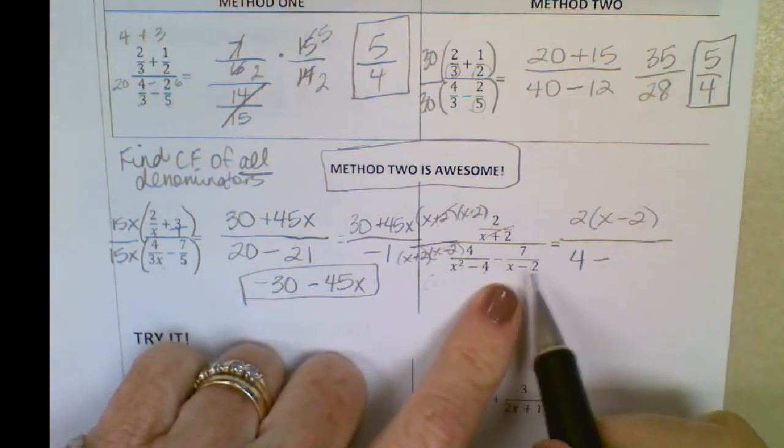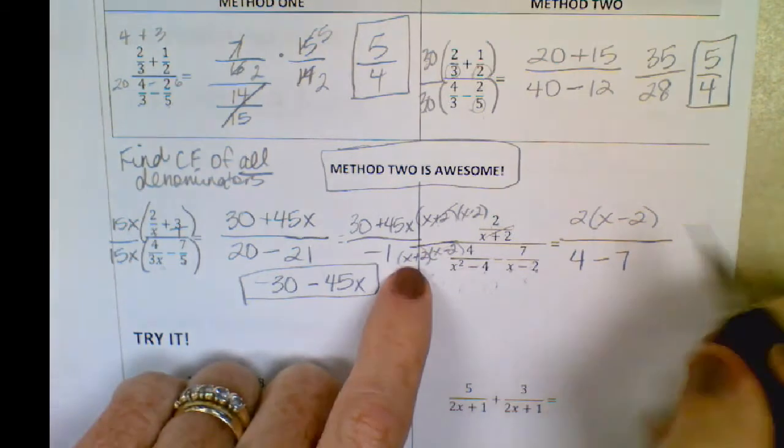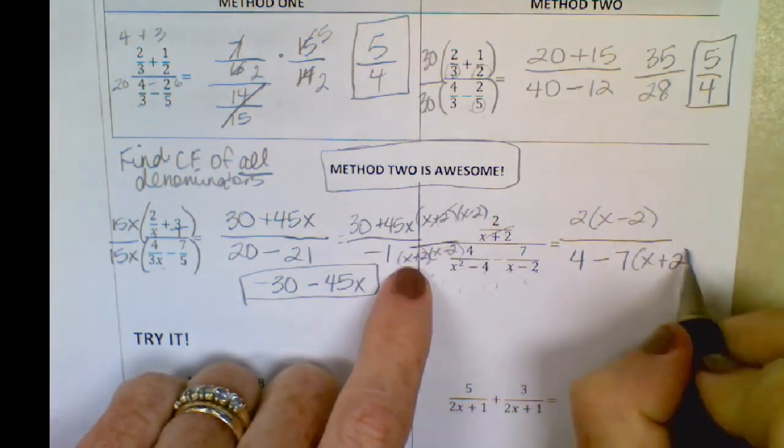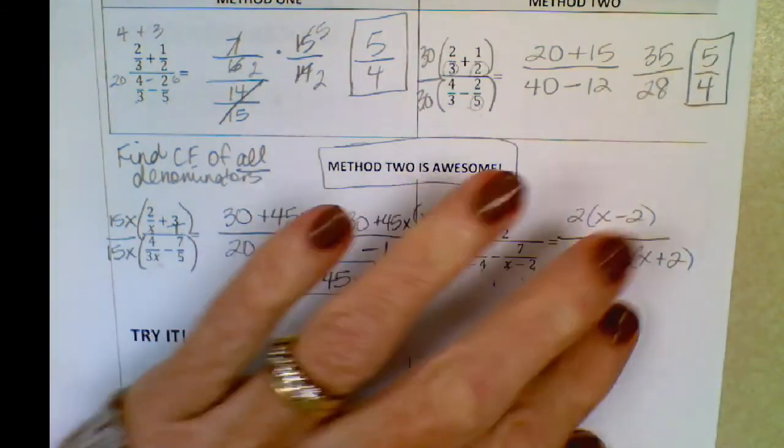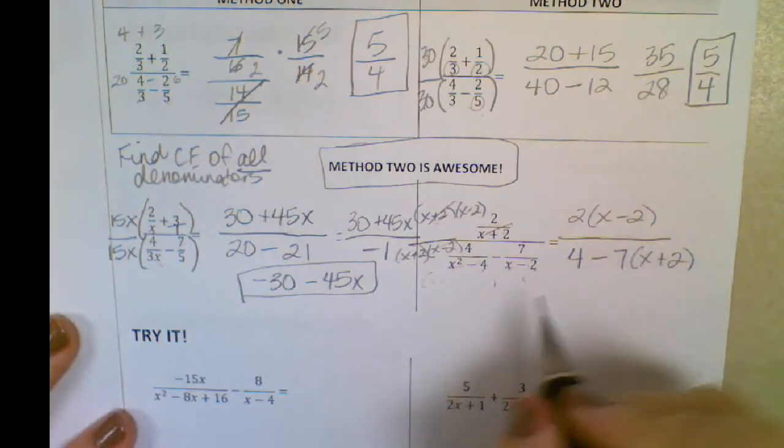Minus 7 times something. X minus 2 and x minus 2 cancel. All I have left is x plus 2. So all of that mess turned down to this, which is simple. So let's multiply this out, see if anything else we can get to cancel.